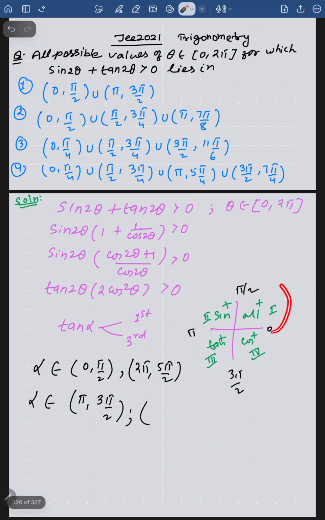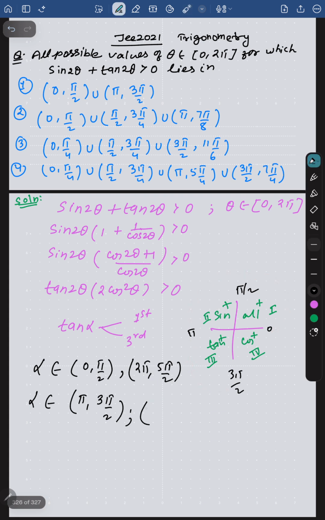For this, let us see in the second round, this is 5 pi by 2, 5 pi by 2 plus pi by 2 is 3 pi, and 3 pi plus pi by 2 is 7 pi by 2. So this will also be included, 3 pi to 7 pi by 2. Similarly, you can consider the third round also.